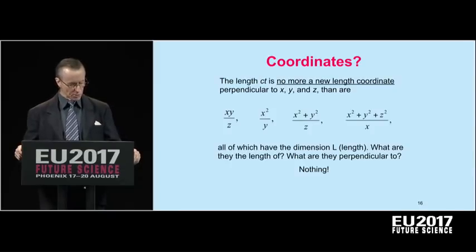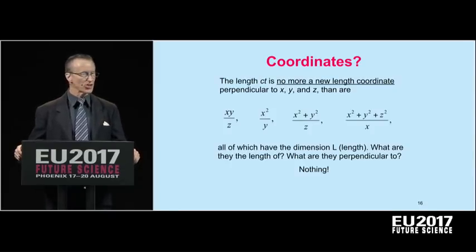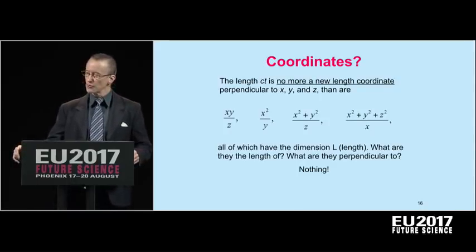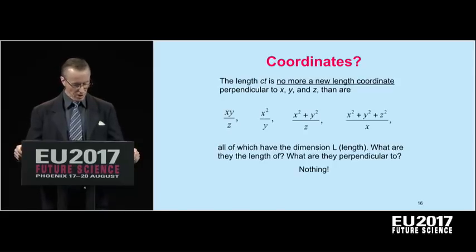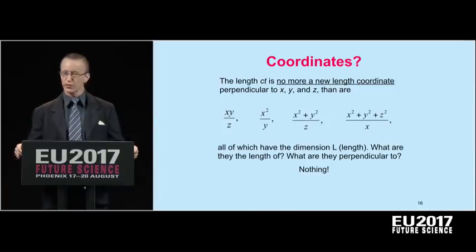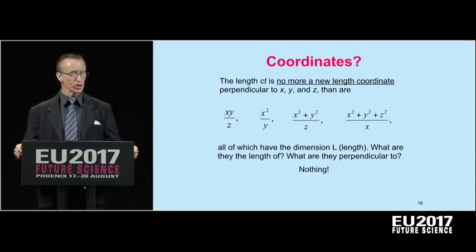For instance, if I multiply x by y, I get length squared. And if I divide it by z, I get length squared divided by length. That gives me length. Is xy over z a new dimension? Not at all. Similarly with x squared over y, or x squared plus y squared, well, x squared plus y squared still has the units of length squared, or the dimensions of length squared. So if you had meter squared plus meter squared, you still got meter squared, or if you've got length squared plus length squared, you still got length squared, because it's not a change in any unit.